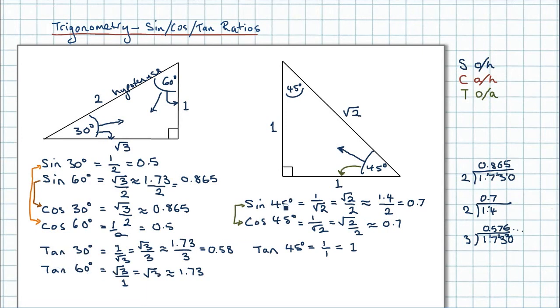Over here we have the sine of 45, which is root 2 over 2, and easy to remember, the cos of 45 is also root 2 over 2. The tangent, though, of 45 degrees is 1 over 1, which is simply 1. Okay.